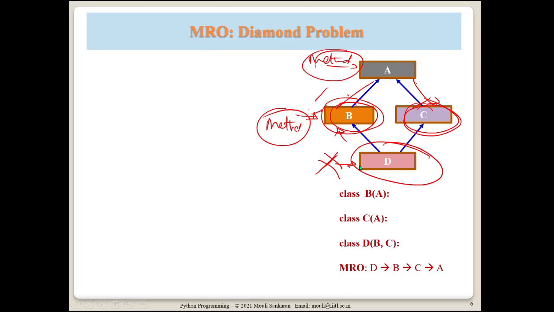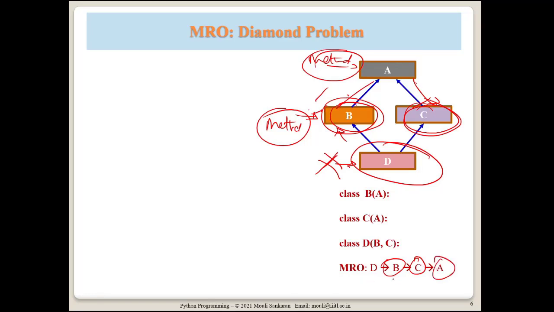So in this case, as I mentioned, it will go up and look for that in B. If it is not there, it will go to the right. It will look for that in C. Then if it is not found, then it goes to A.